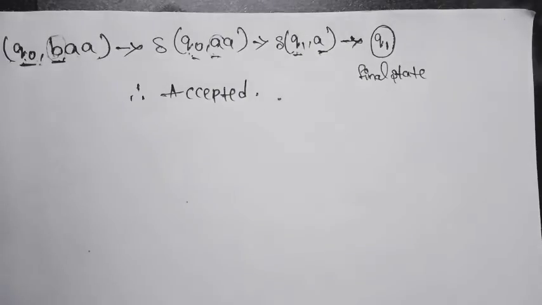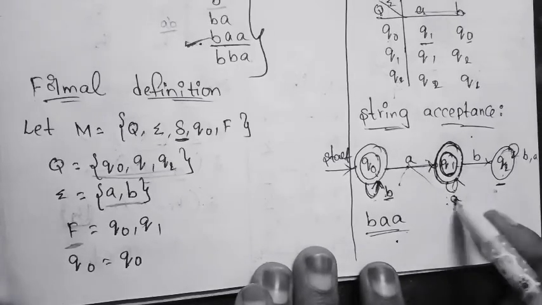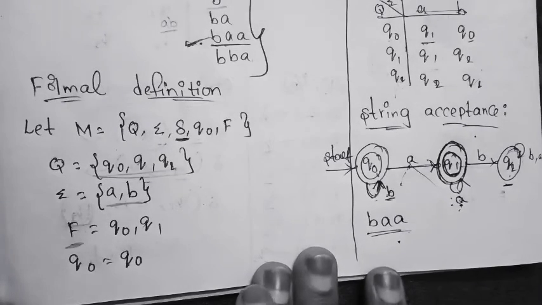If you want, you can check, guys, Q1 of A itself is Q1. So our string is accepted.